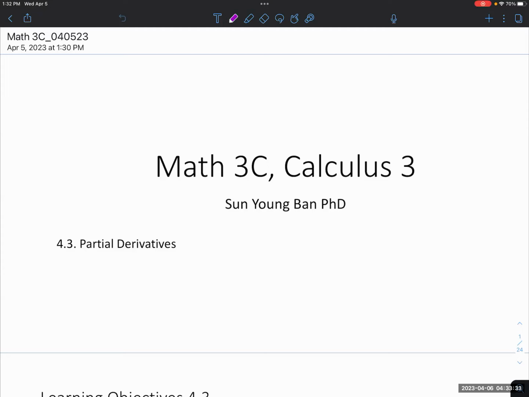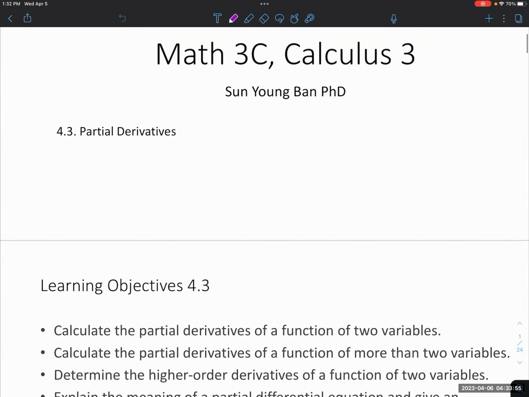We've been talking about a function f of x comma y. We are talking about two variables in calculus 3. And then how would you be able to take the differentiation if you have two variables at the same time? So that's how we are using the partial derivative techniques. Let me show you the idea of this concept.